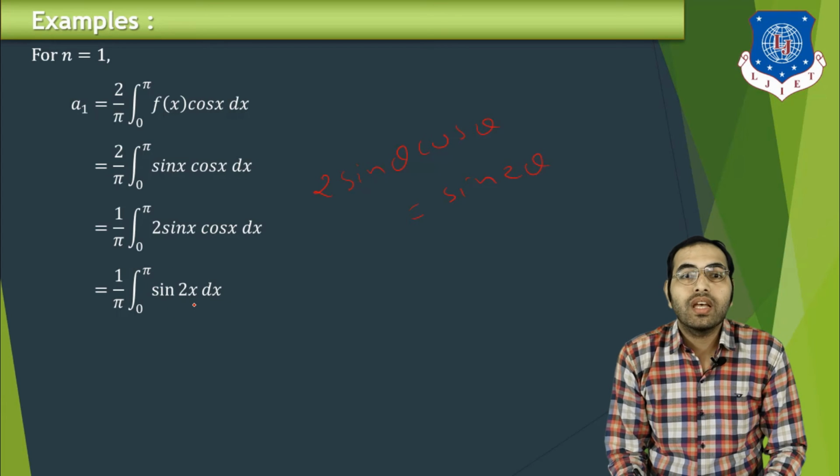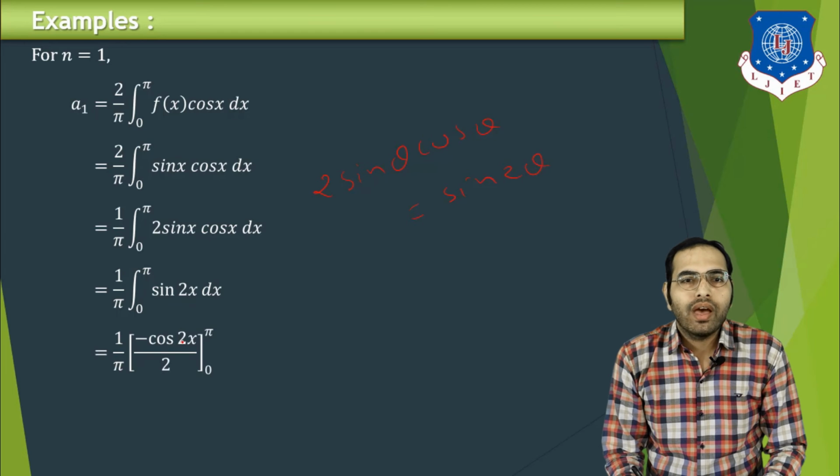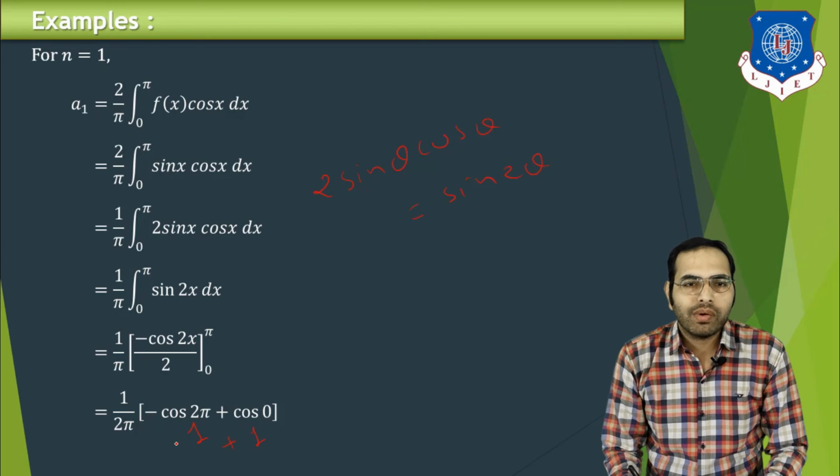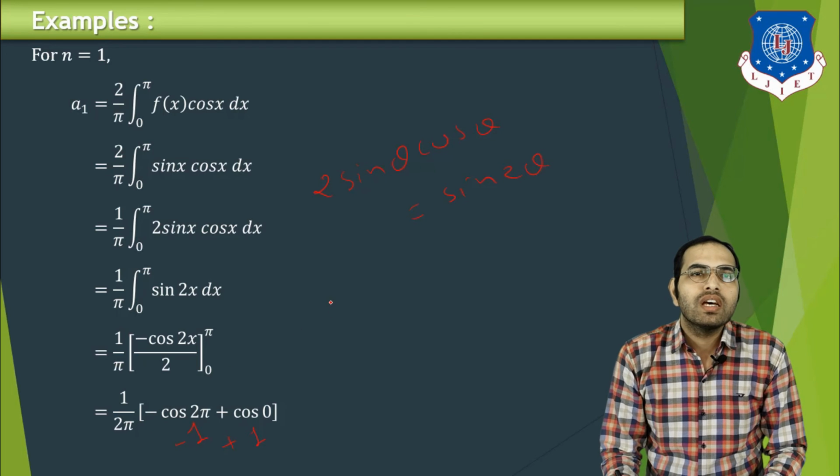Integral of sine is minus cos, so 1 upon pi times minus cos 2x by 2, where x is running from 0 to pi. Substituting the limits, upper limit minus lower limit, we get 1 upon 2 pi times minus cos 2 pi plus cos 0. The value of cos 2 pi is 1, and the value of cos 0 is also 1. So we get minus 1 plus 1, which is 0, and 0 into anything is 0, so our a1 becomes 0.